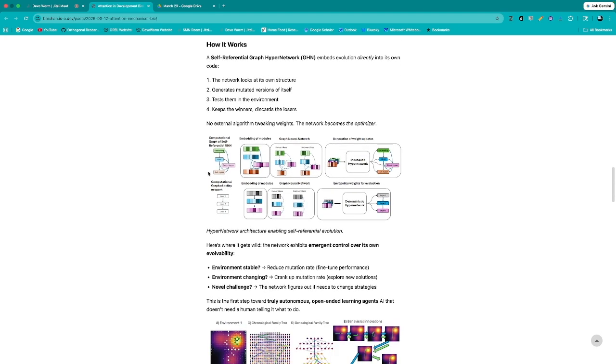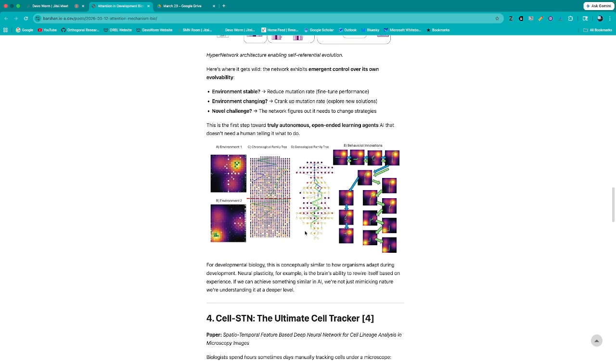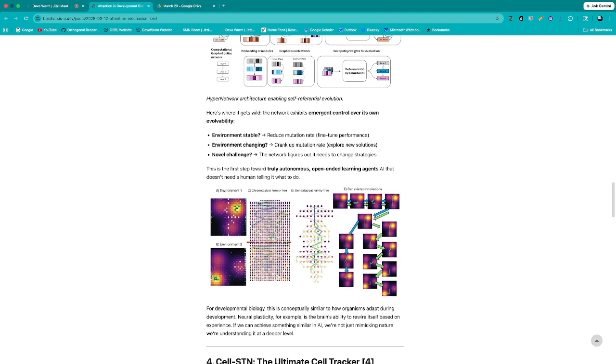So this is where they show this computational graph of self-referential GHNs. I think we talked about this paper too, because I remember this graph. And this is where you have the self-referential evolution. Okay, so this is the key point here: the network exhibits emergent control over its own evolvability. So evolvability is the ability to evolve or to reach different solutions given its artificial genome.